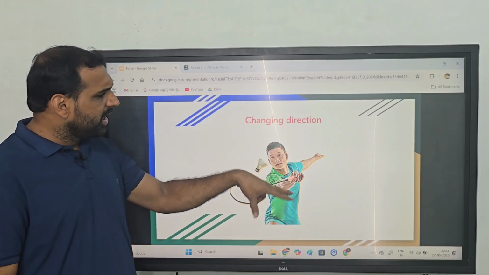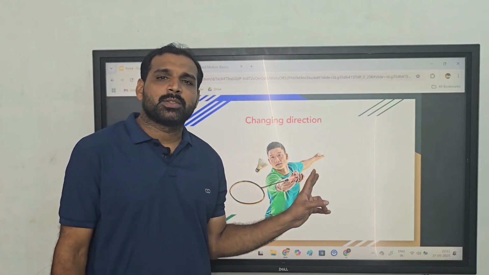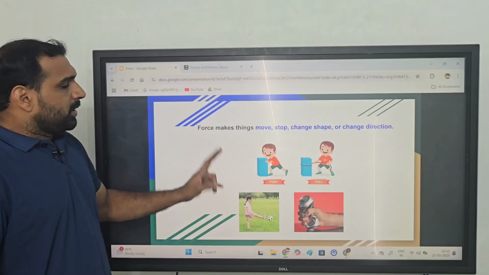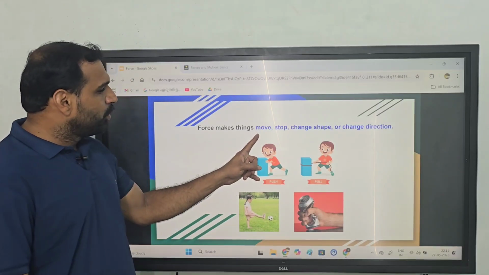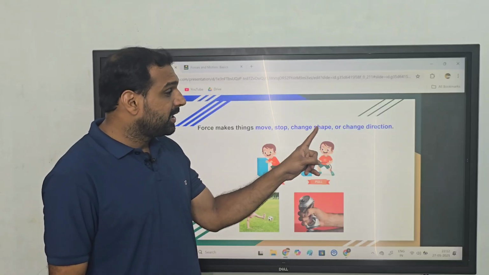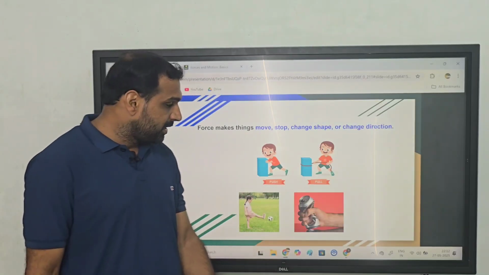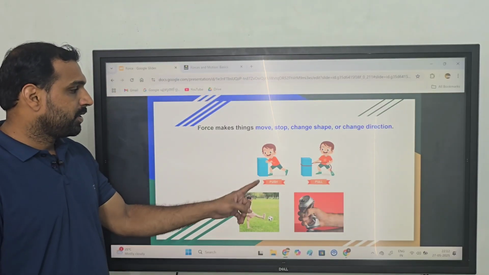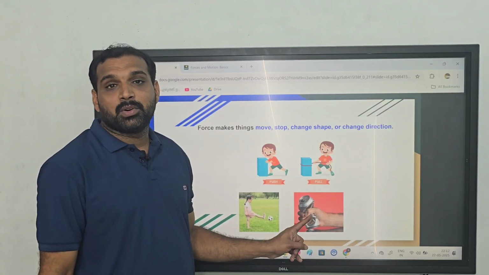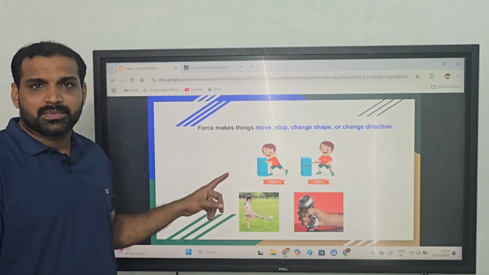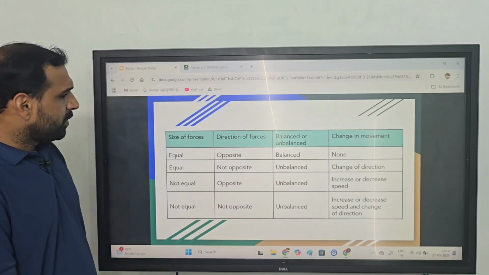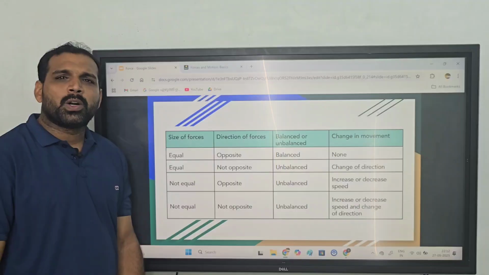Now you have seen that force can also change direction. And what other things can force do? It can move objects, it can stop objects, it can change the shape of an object, it can change the direction, right? You can see the examples here: pushing, pulling, kicking a ball, and squeezing a bottle or a sponge. So these are all the examples. This is a summary of what force can do.